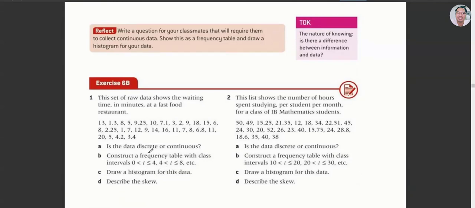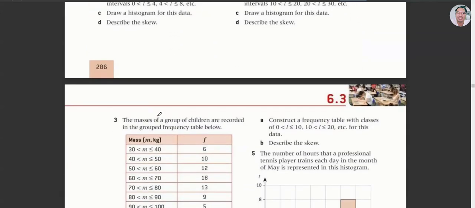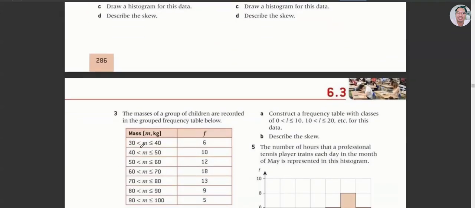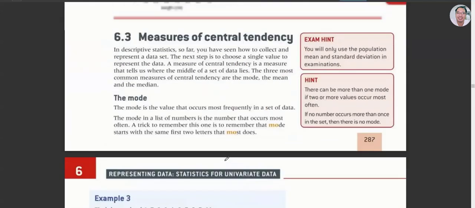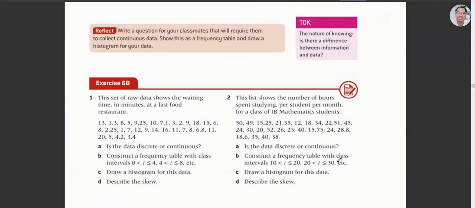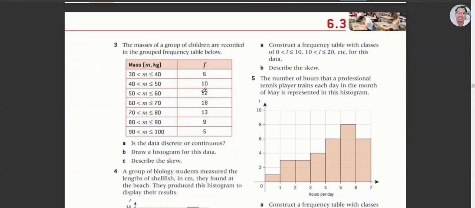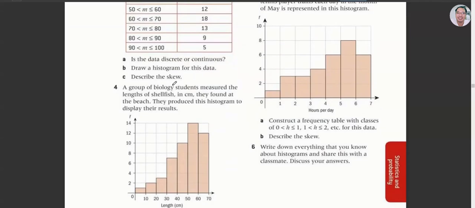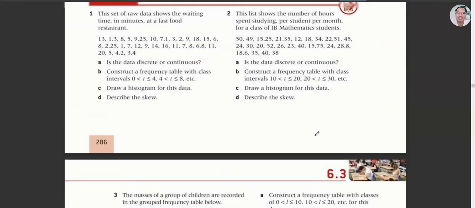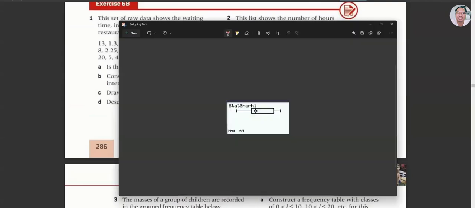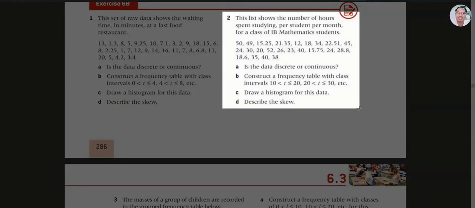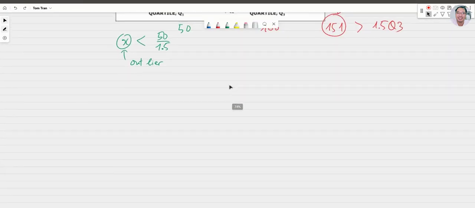We do not have enough time to do all the exercises, so we need to choose problems that are not too easy or too difficult. To describe the skew, number of hours spent studying. For each exercise like 6B we do like 2 exercises, and then 6C etc. Construct a frequency table, the histogram, describe the skew. For discrete and continuous data, to histogram, describe the skew. So I think we should do only one question here for this activity about the frequency table.